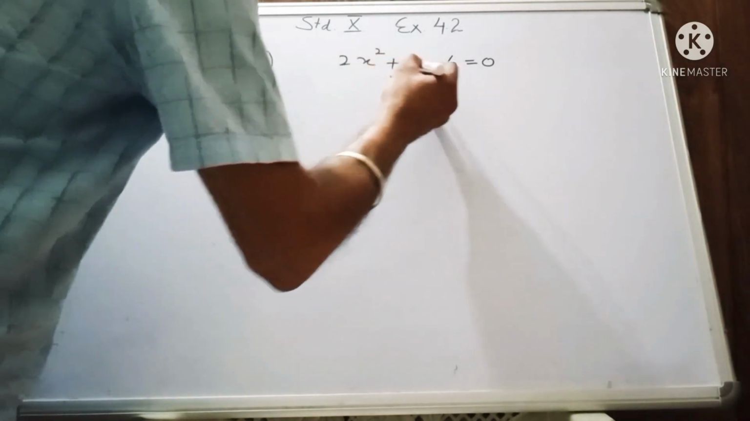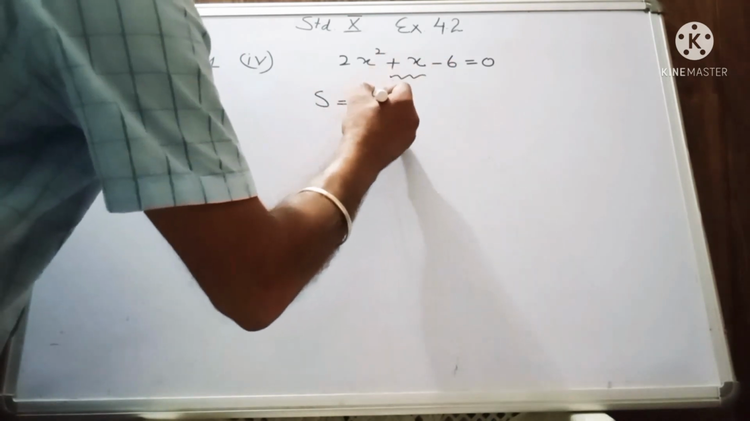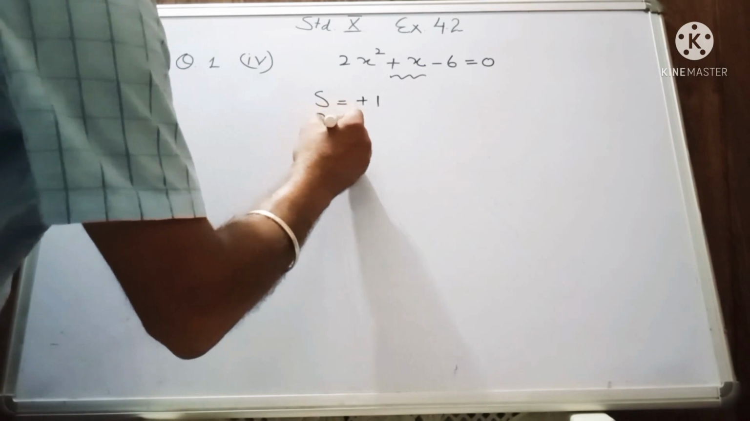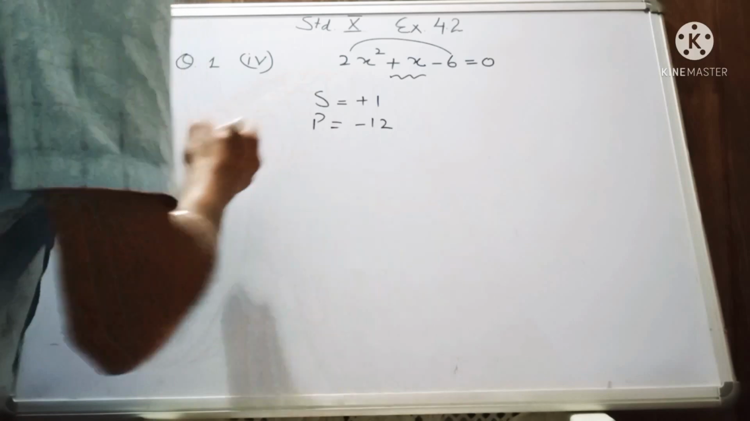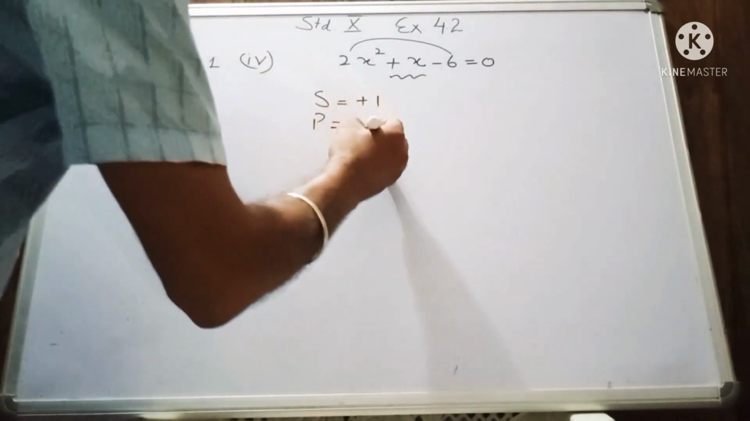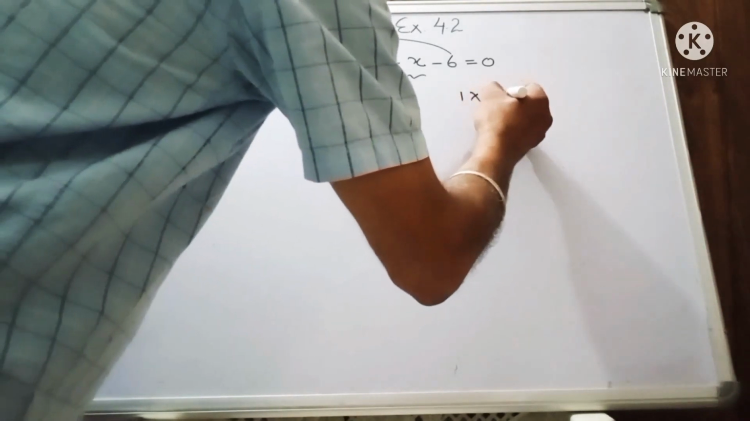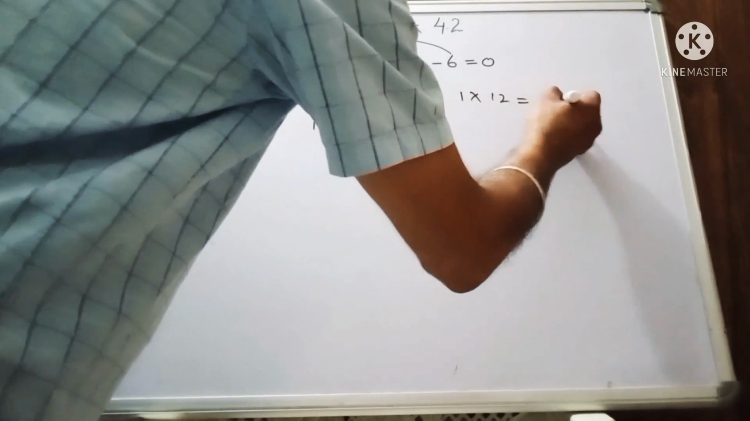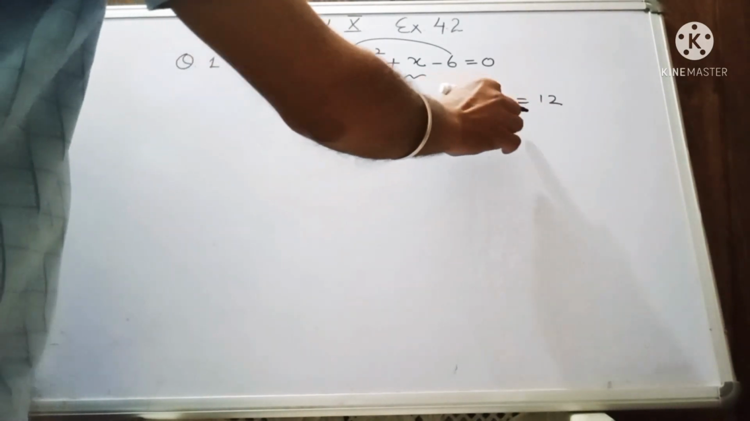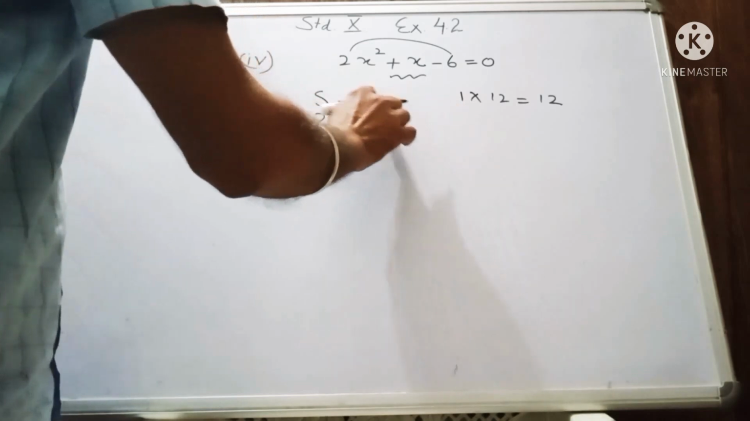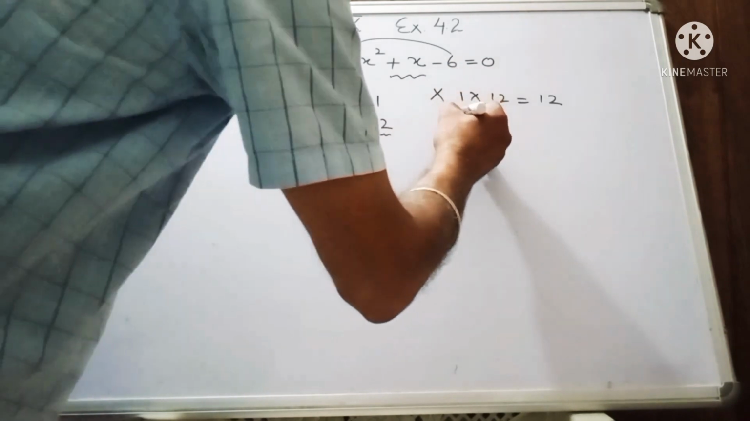Now we will find the numbers whose sum is the coefficient of x, plus 1, and product is a into c, that is minus 12. The exact method to find the numbers is to write the factors of the product 12. 1 into 12 is equal to 12. By taking 12 and 1, you can make plus minus 13, you can make plus minus 11, but we need plus 1. So these are not the numbers. We will write the next factors.